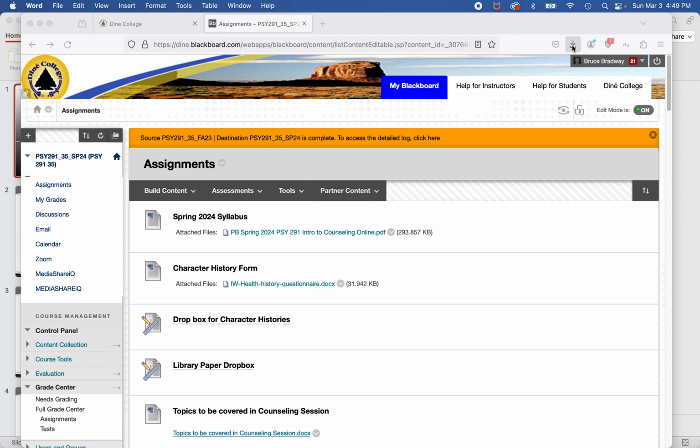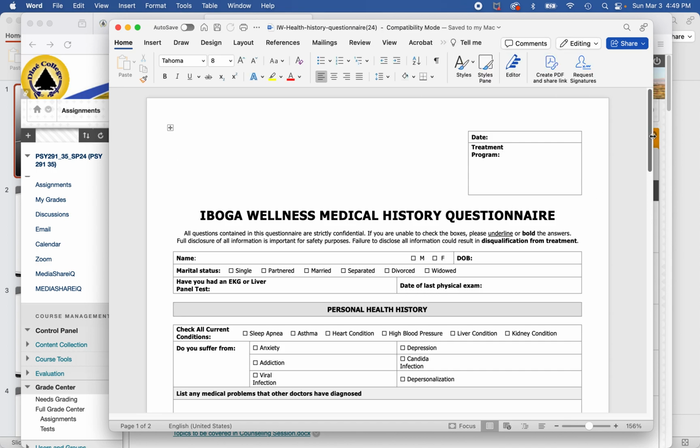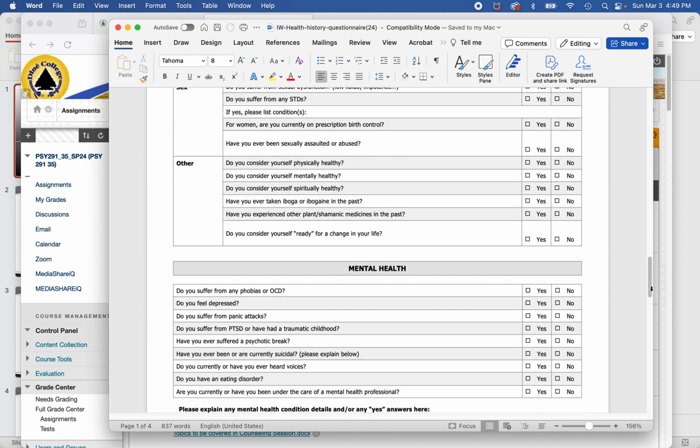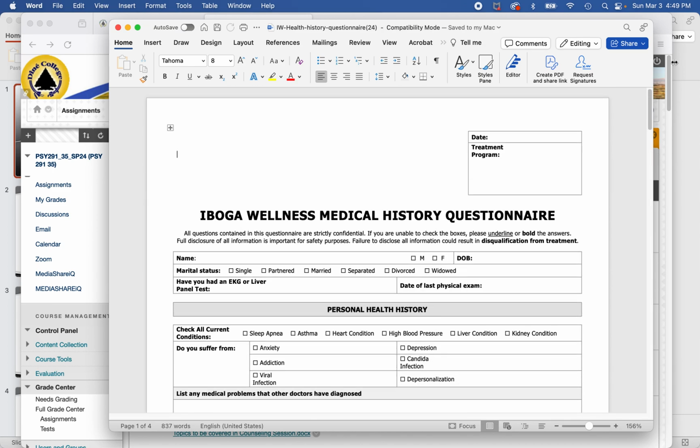Oh, where is it? There it is. Okay, that's what it looks like. It's a document, docx, so you can just fill it out. Put all your problems in there. There we go. I stole it off the internet from iBoga. It's the University of Wisconsin Health Service, I think, or something like that.